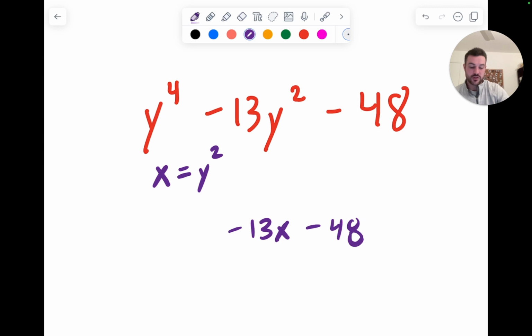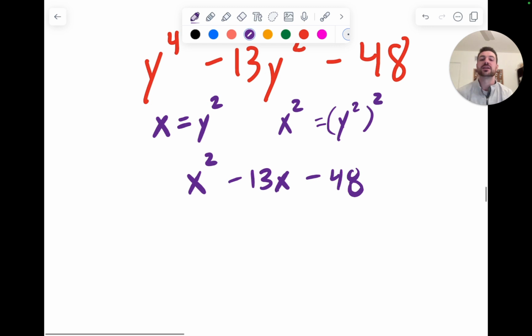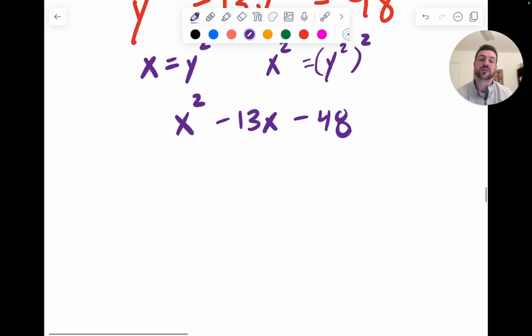Even more so, if I were to square x, that means I'm really squaring y squared, and if I square that, I get y to the fourth. So I can substitute this in, and here we are, and it looks exactly like a quadratic because it is now that we substitute it. Now that we're in quadratic form, many of us are comfortable doing this, but we can go ahead and factor.